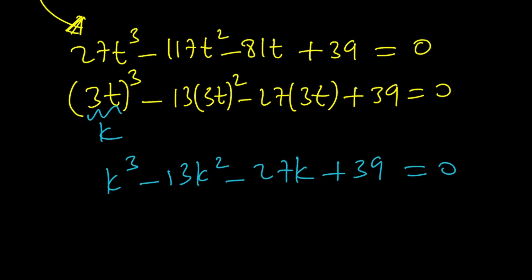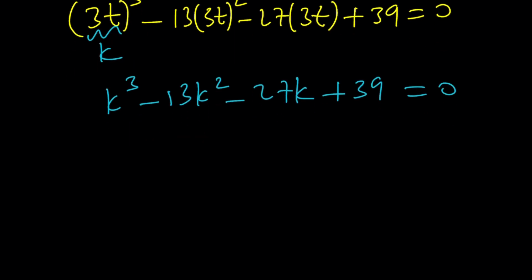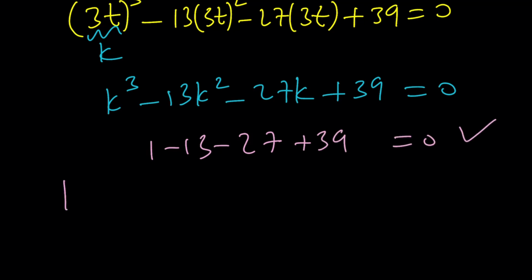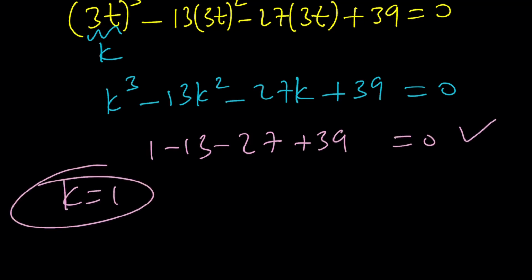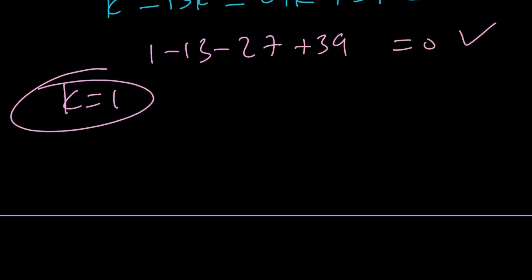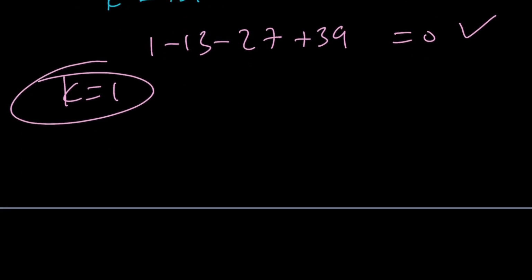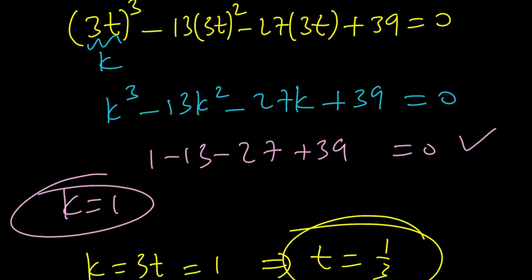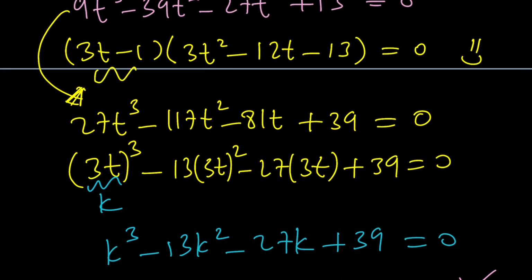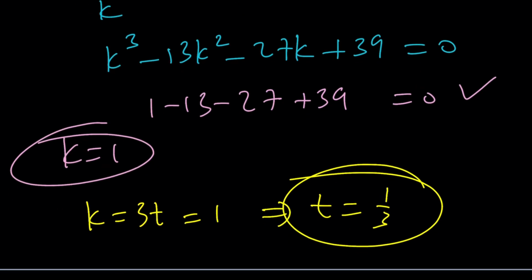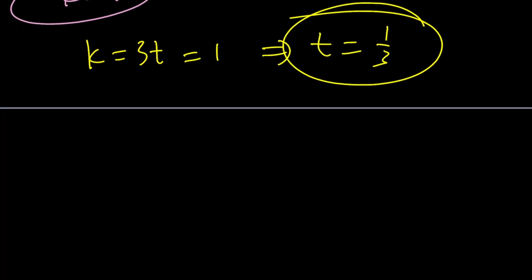And guess what? If you check the coefficients, 1 minus 13 minus 27 is negative 39, plus 39 is 0. Yay! k equals 1 is a solution. You should always check that first, right? Because k equals 1, k is equal to 3t, and that's equal to 1. This means t is equal to 1/3, which is also verified by this factor, right? 3t minus 1 equals 0 means t equals 1/3. Great. So what does that mean?